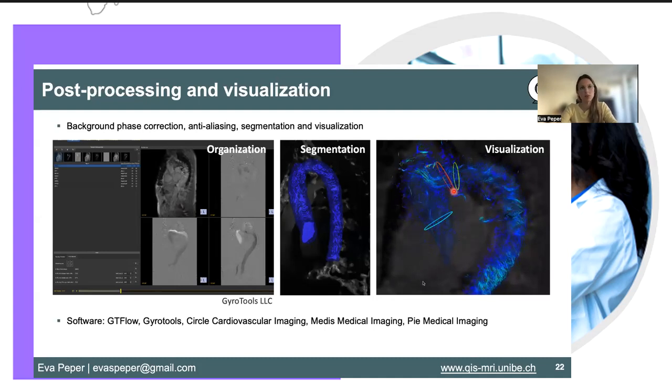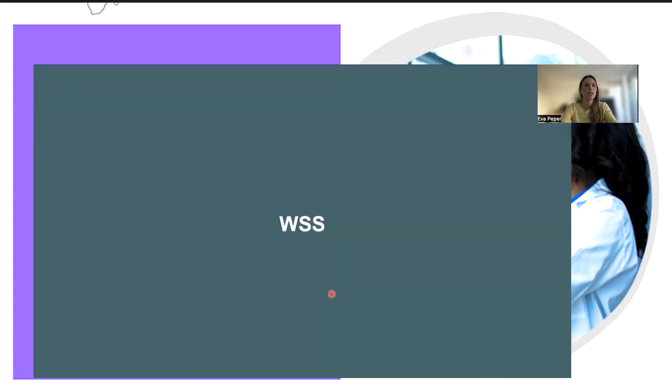I would say it's still quite complex for clinical use, because it has so many possibilities. But it's of course interesting for special cases or complex anatomies. So that's the part on how we acquire this 4D flow MRI data.